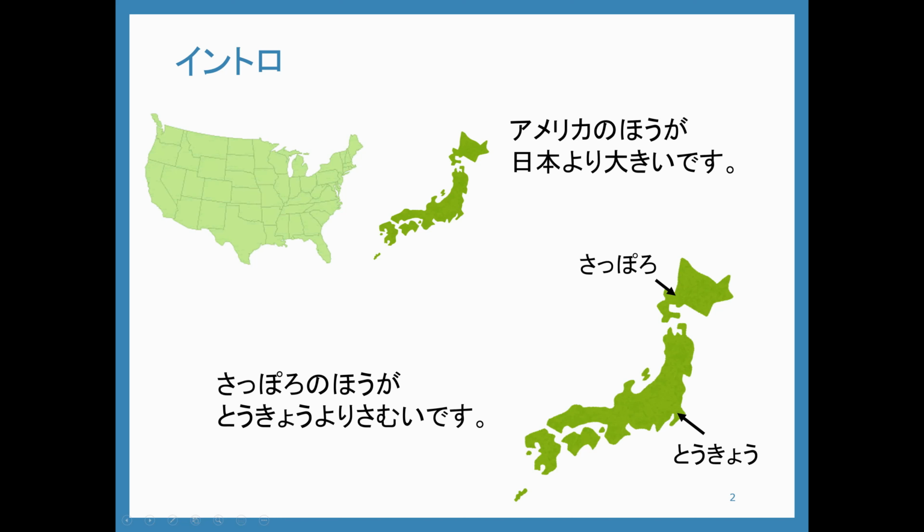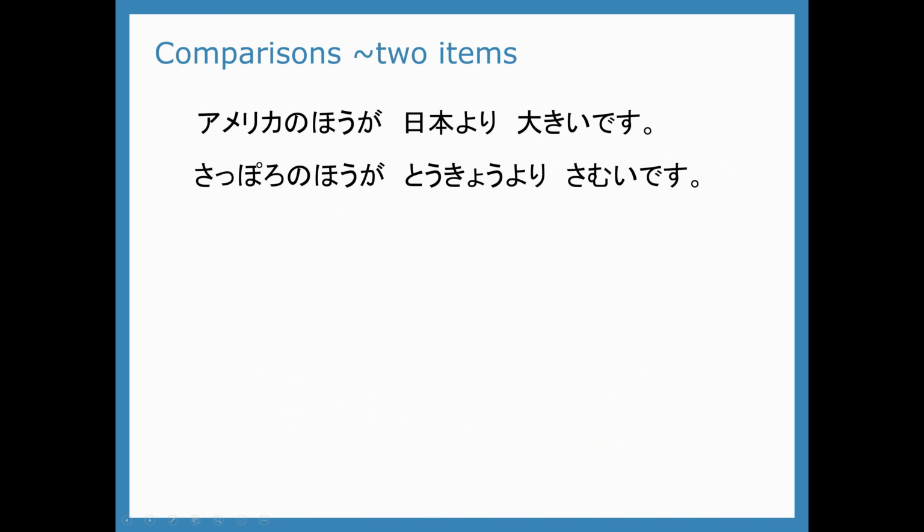札幌の方が東京より寒いです。So 寒い is my adjective here. This is another comparison. 札幌 is colder than Tokyo. So I use this kind of new structure to show a comparison between two different things. Which one is larger than the other, or which one is colder than the other.